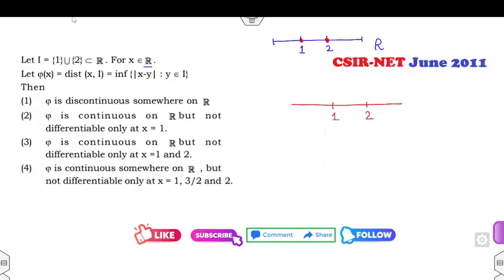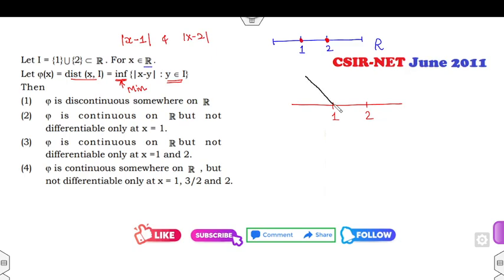Fine. Then you have to define phi of x, which is the distance between x and I, where that is the infimum. You can think about infimum as just like minimum, over the collection of y in I. That means what is I? I is 1 and 2. So your target is to find the distance between these two quantities. Now can you draw the graph of this?